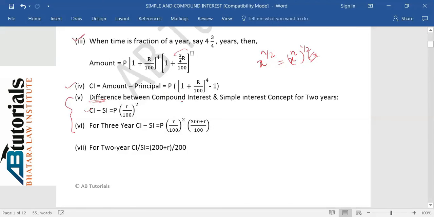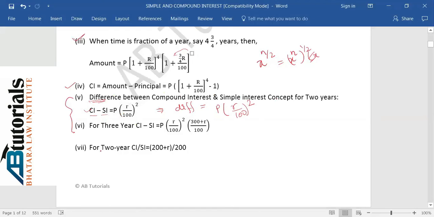So instead of skipping the question, we will be directly putting in this formula. For the difference between compound interest and simple interest for 2 years, the question is like: for 2 years, the difference of CI and SI is this much on this rate of interest, so what will be the principal? We can directly put the value of the difference here. This can be written as difference is equal to P, standing for principal, into (R by 100) to the power 2. Either the value of CI and SI is given or the difference is given, both are the same thing.